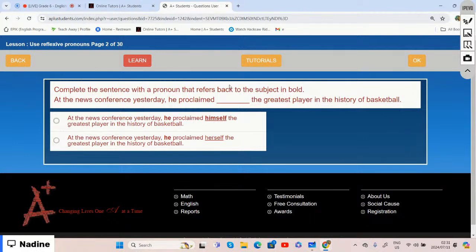All right. The next one says at the news conference yesterday, he proclaimed, do we say he proclaimed himself, option one, the greatest player in the history of basketball, or proclaimed herself the greatest player in the history of basketball? The word self, himself or herself, needs to refer back to he. So if we refer to someone as he, do we say he is himself or he is herself?